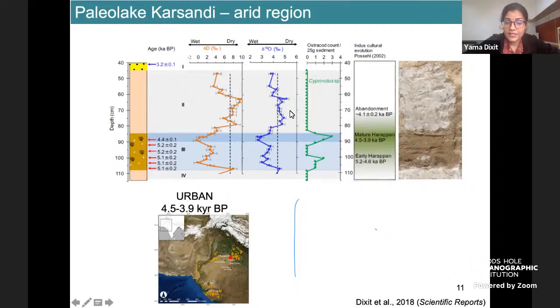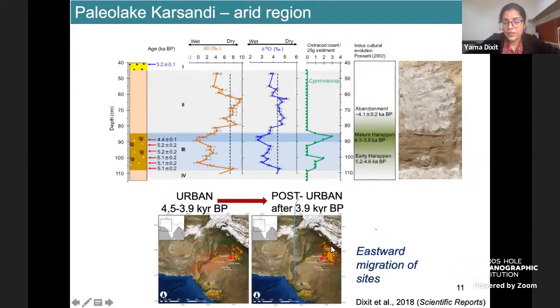Now we don't have the exact date when it dried out, and since the abandonment of these urban sites happened around 4.1 kilo years, it's difficult to say where 4.1 is here. We definitely know that it's between these two units. What is interesting still is that the wetter period here coincides with the urban phase and urban settlements. And all the post-urban sites, as the archaeologists report, are located eastwards of this lake here.